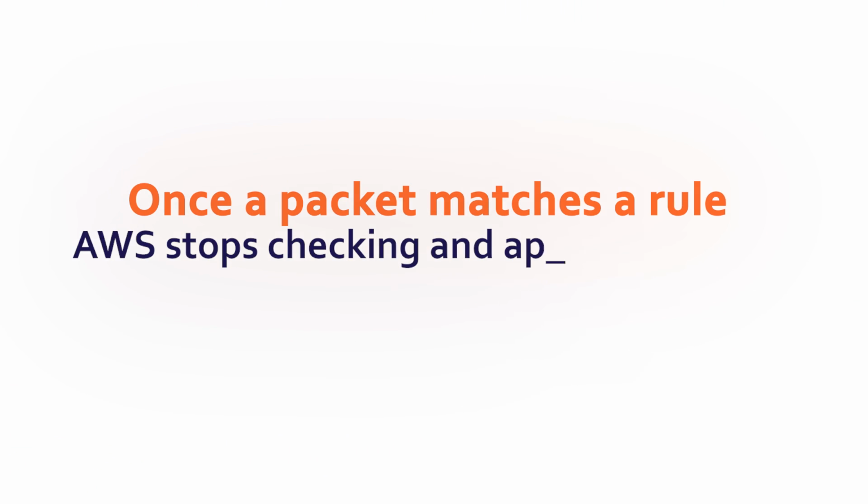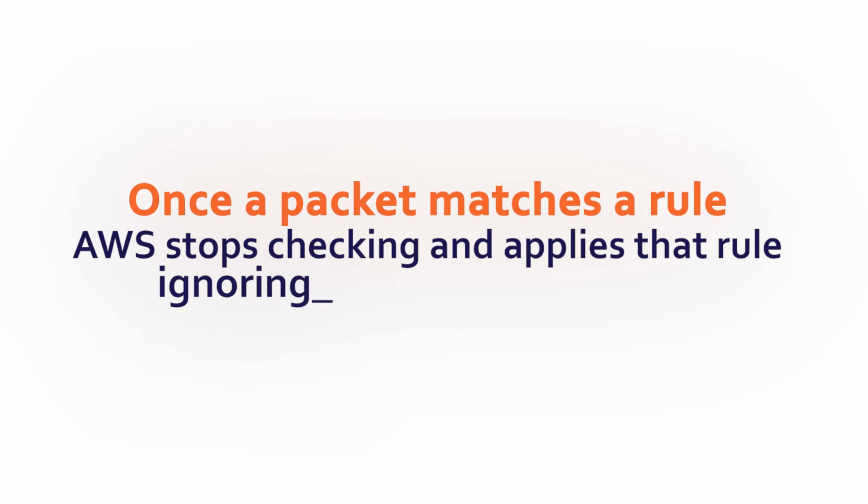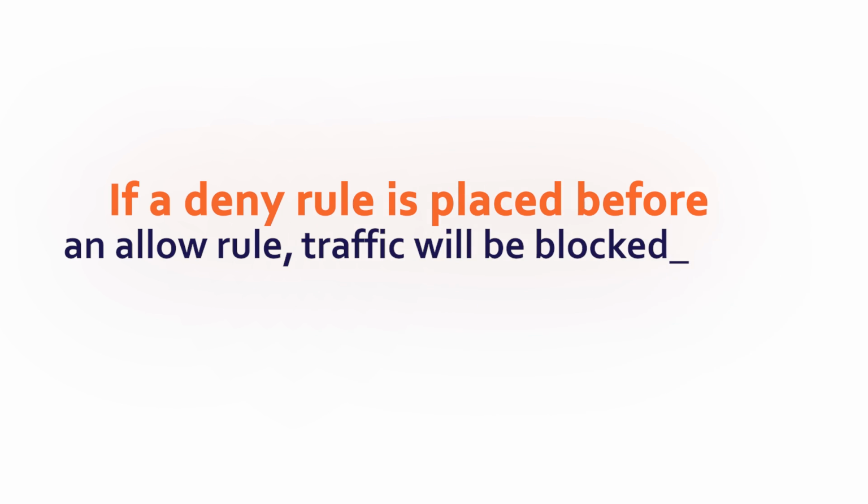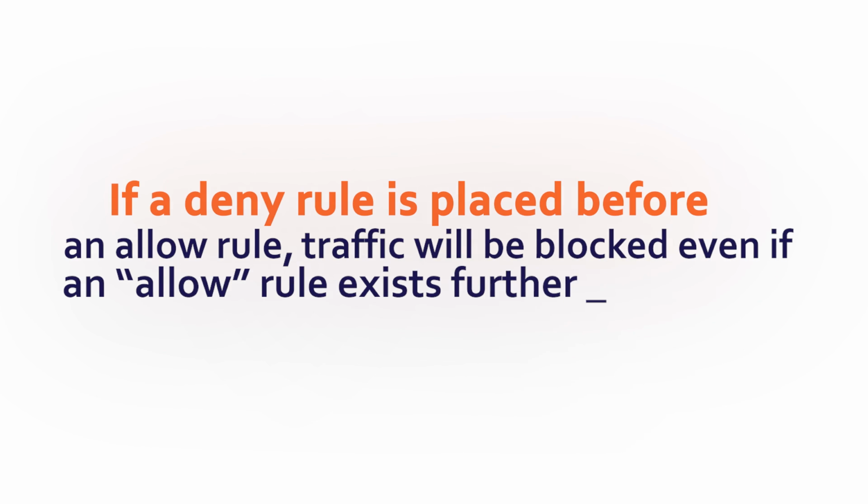Once a packet matches a rule, AWS stops checking and applies that rule, ignoring any rules below it. If a deny rule is placed before an allow rule, traffic will be blocked even if an allow rule exists further down the list. Keeping that in mind, let's configure the subnet NACL of our EC2 instance correctly.